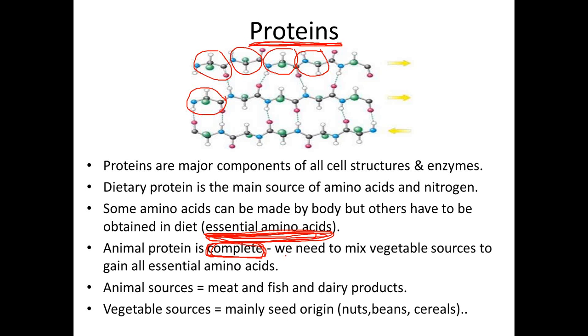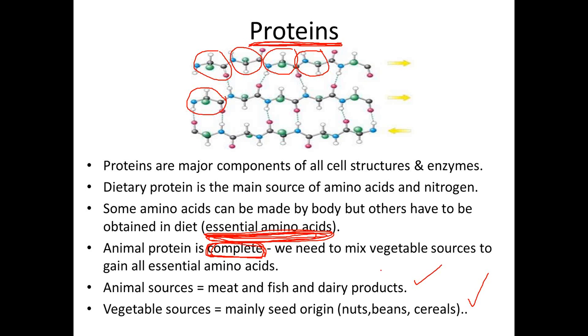However, if one's a vegetarian, one will need to mix your vegetable sources to gain all those different amino acids. Vegetable sources are not necessarily complete. That is, they don't contain all the necessary amino acids. And I think we know where we get a lot of our proteins from. So from animal sources, it's meat, fish, and dairy. And from vegetable sources, some seeds, nuts, beans, cereals, etc. So those are protein. Very, very important.